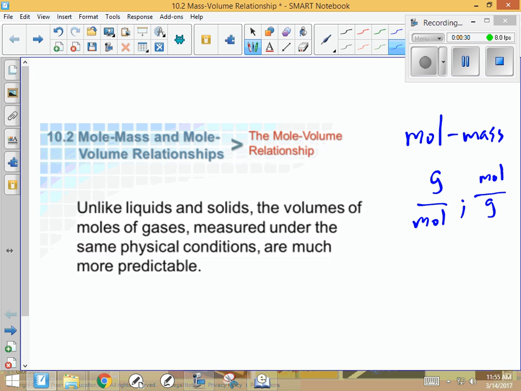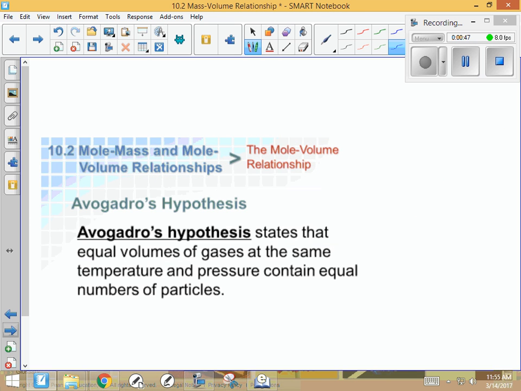Today, what we're going to do is talk about the mole volume relationship. Unlike liquids and solids, the volumes of moles of gas measured under the same physical conditions are much more predictable than the solids and liquids, okay? Here we go back to Avogadro again. Mr. Avogadro was a very smart guy.